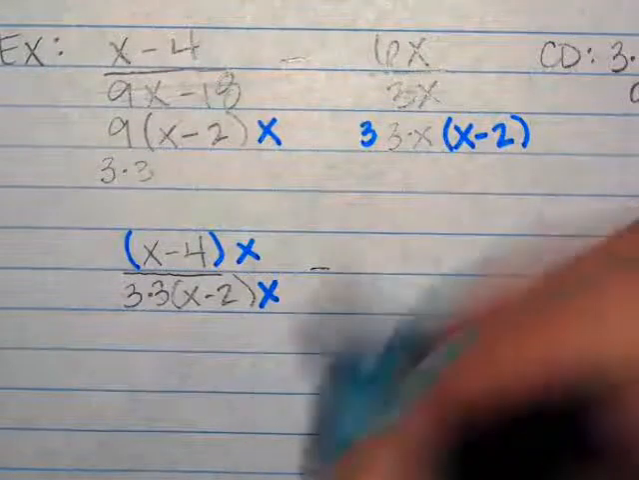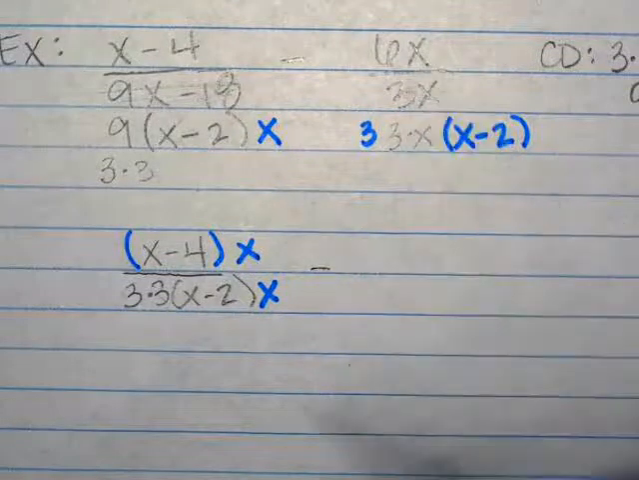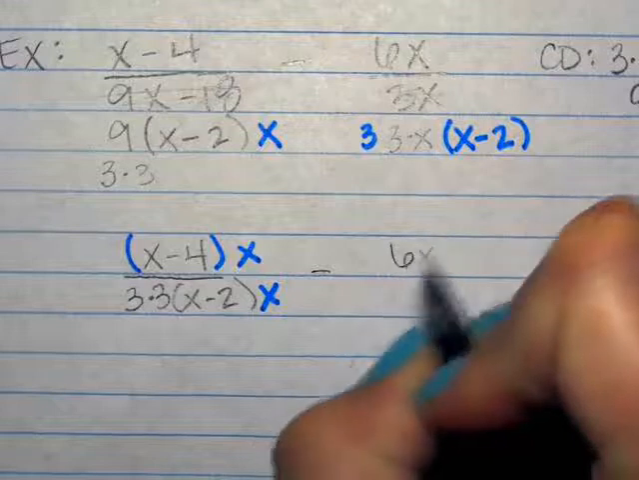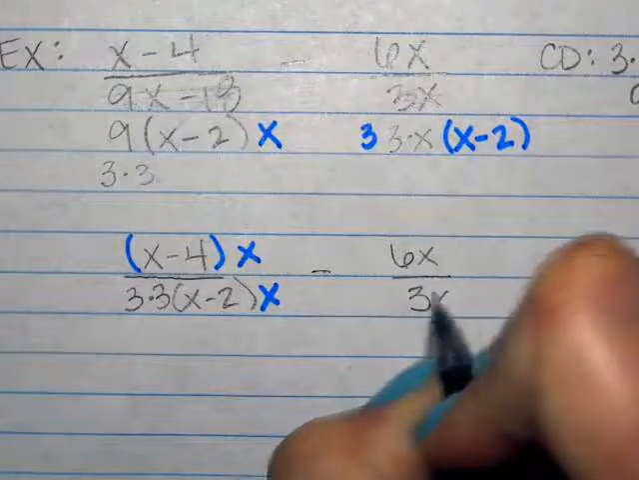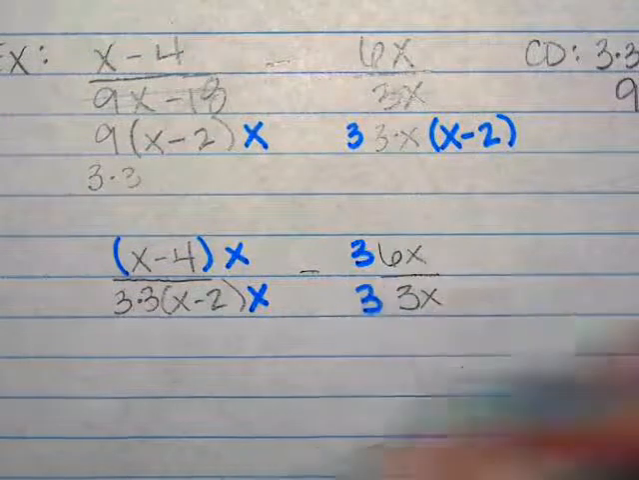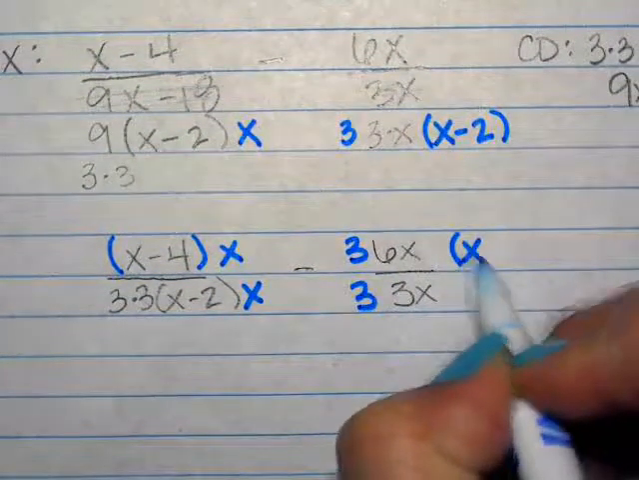Top and bottom, yeah. We're going to do it to the second expression as well. So the next one, we had 6x over 3x. On this one, we're going to multiply it by 3, but we're also going to multiply it by x minus 2.